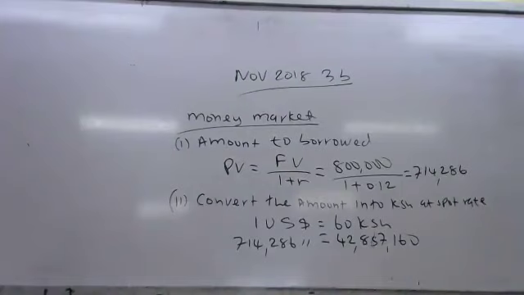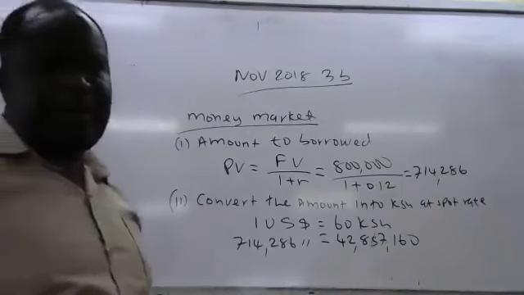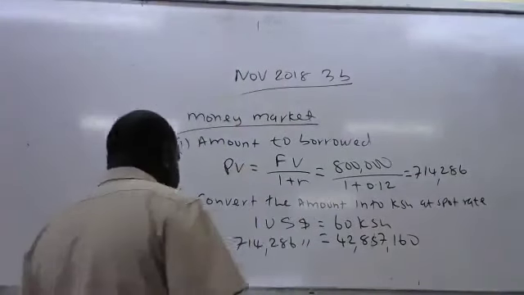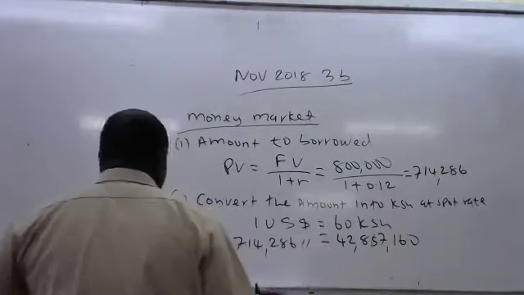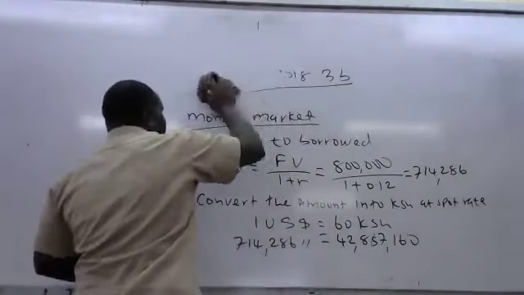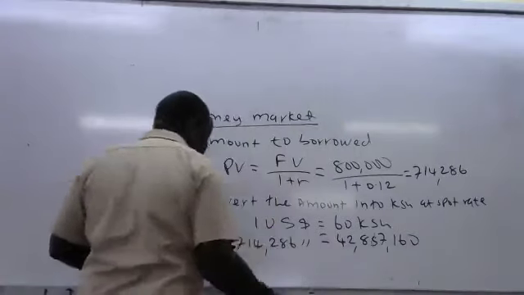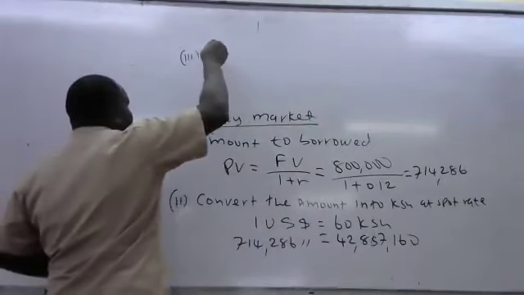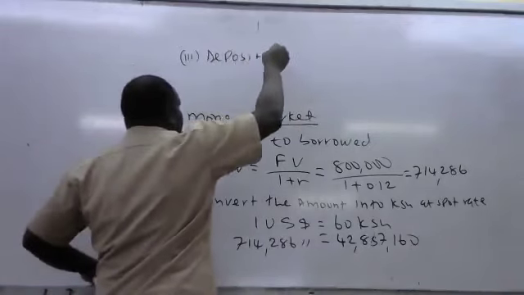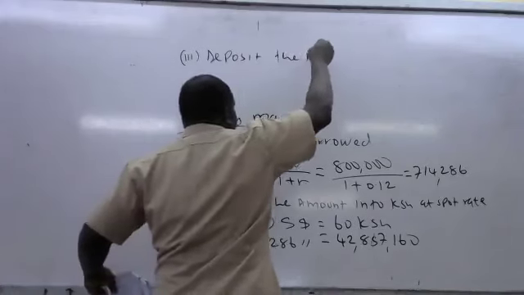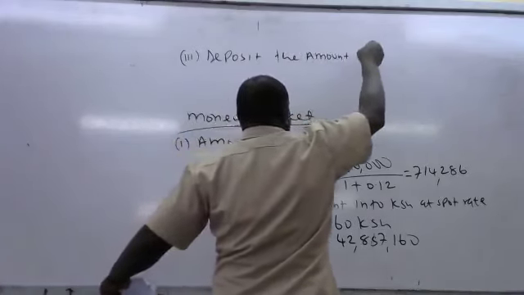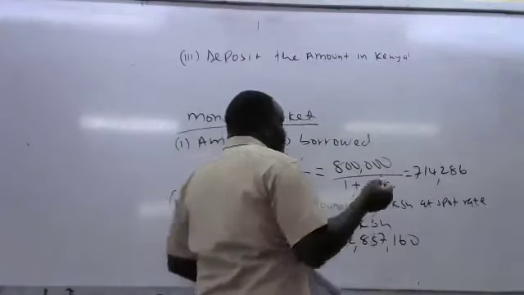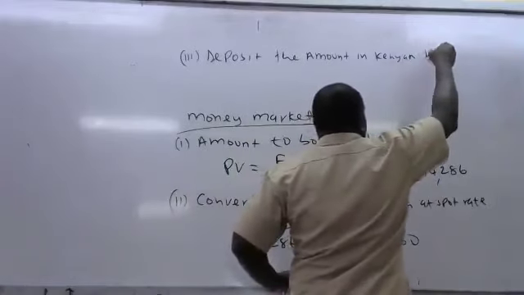So finally, step number 3, you deposit the money in the Kenyan bank to earn interest for 1 year. So our last step, number 3, is to deposit the amount in the Kenyan bank for 1 year.